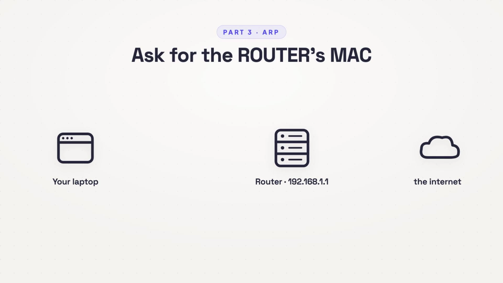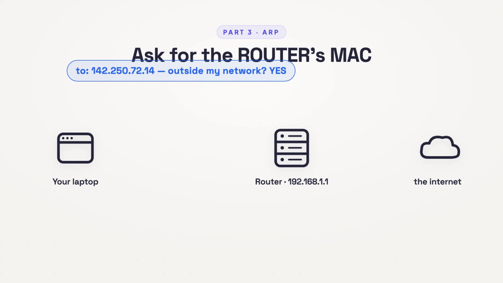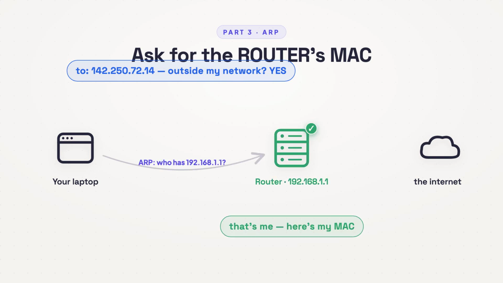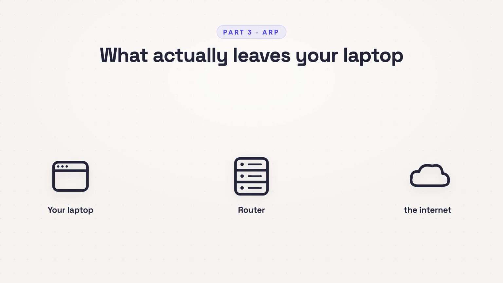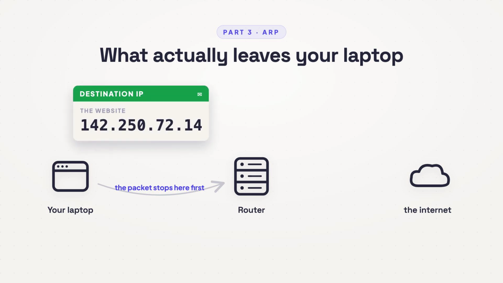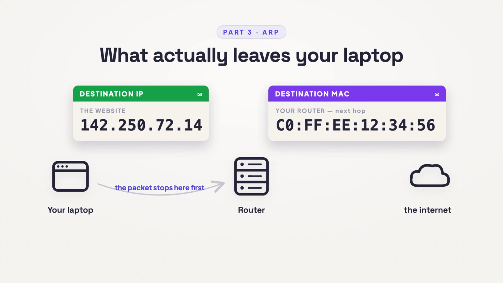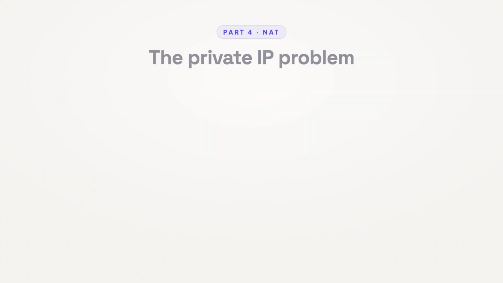So when the destination IP is outside your network, your laptop does something clever. It does not ask for the server's MAC address. It asks for the router's MAC address. This is the part that many beginners miss. When your laptop sends a packet to a website, the destination IP is the website, but the destination MAC is your router. Now we hit the next problem.